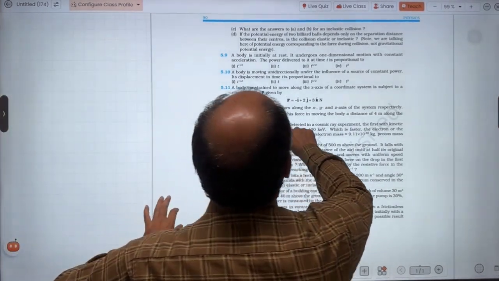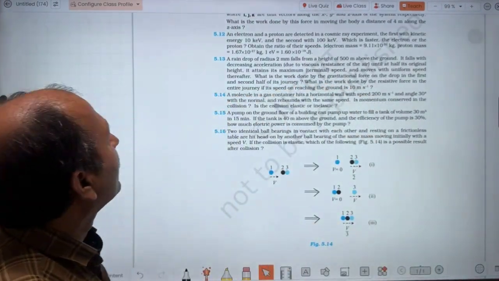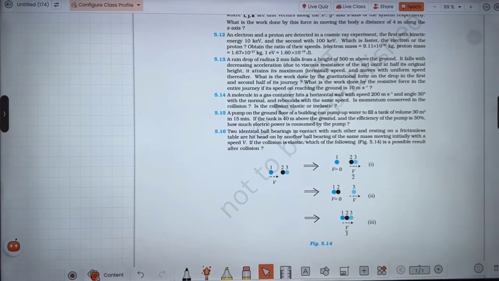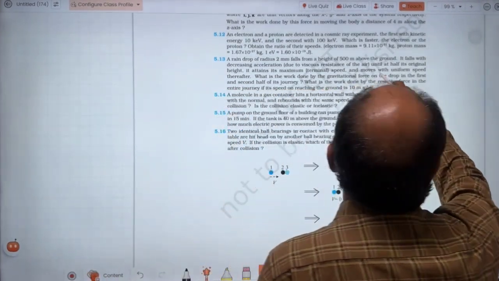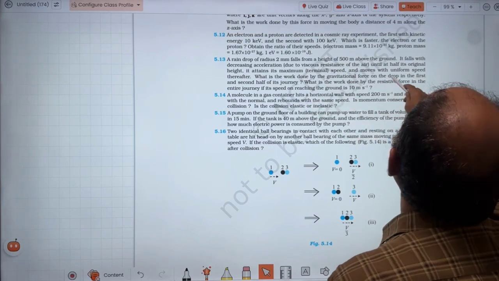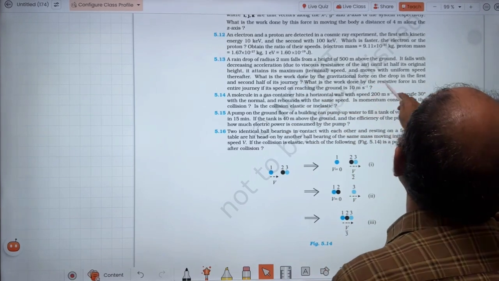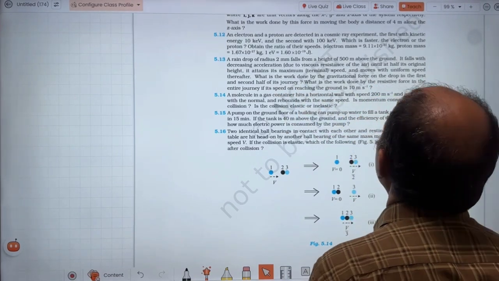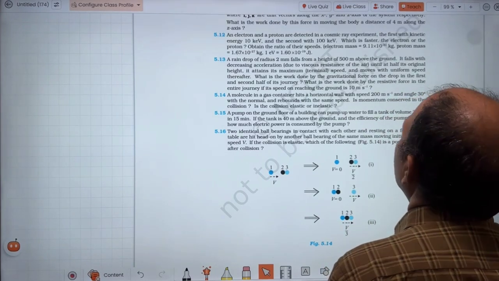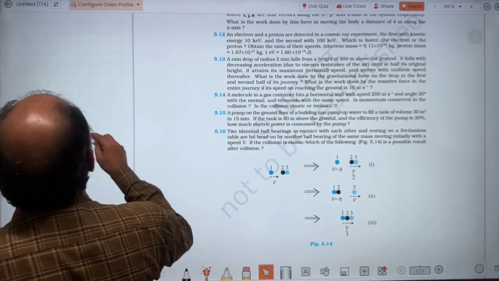Next question says, a raindrop of radius 2 millimeter falls from a height of 500 meter above the ground. It falls with decreasing acceleration due to viscous resistance of the air until at half its original height it attains its maximum speed and moves with a constant uniform speed thereafter. What is the work done by the gravitational force on the drop in the first and second half of the journey? What is the work done by the resistive force in the entire journey if its speed on reaching the ground is given? So the question is simple.